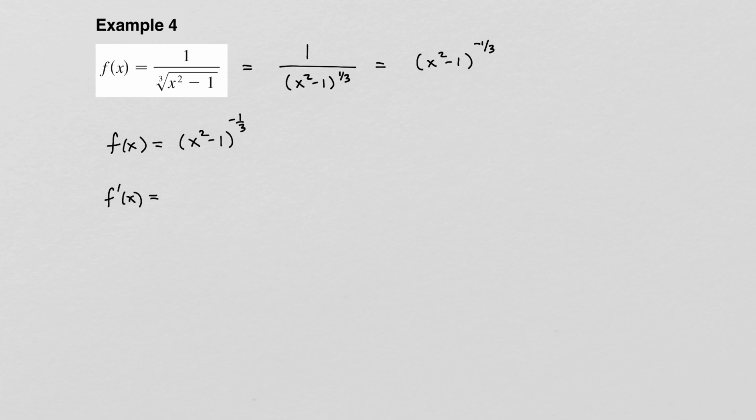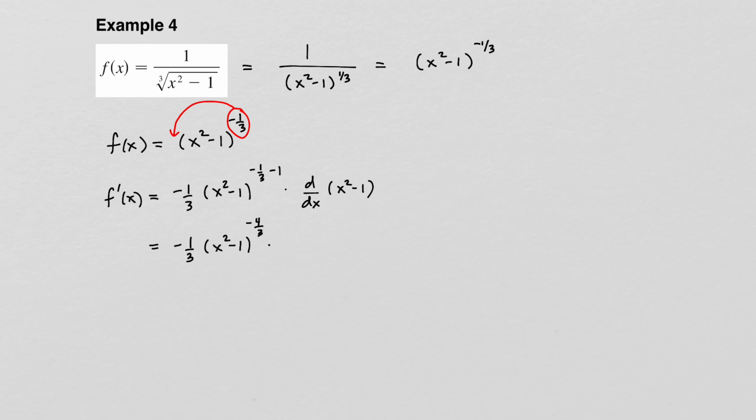Therefore, we can apply the power rule first, which tells us to bring the power down. So negative 1/3. Whatever was inside the parentheses stays inside the parentheses. And then we have to subtract 1 from that power. And then multiply by the derivative of the inside. And so this becomes negative 1/3 times x squared minus 1 to the negative 4/3, multiplied by the derivative of x squared minus 1, which is 2x.